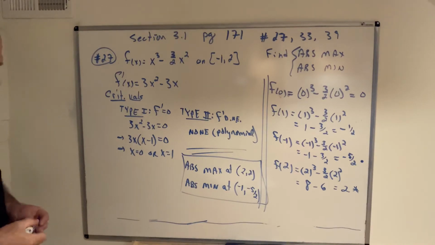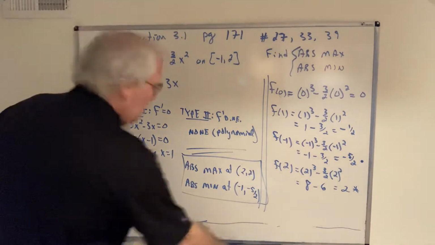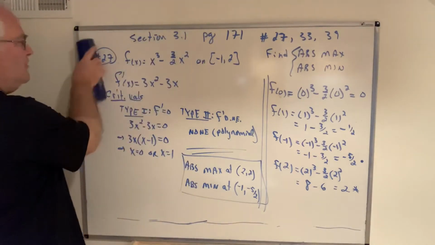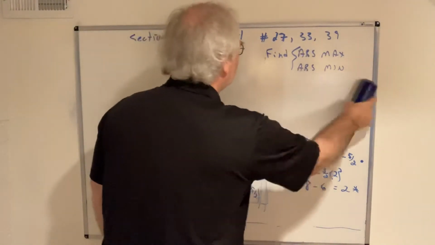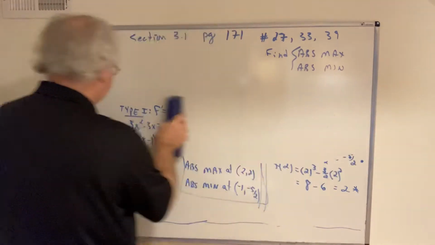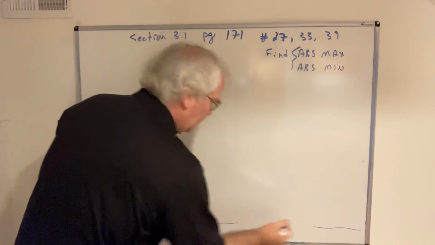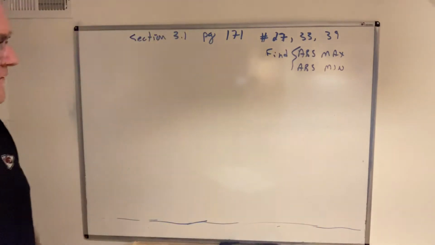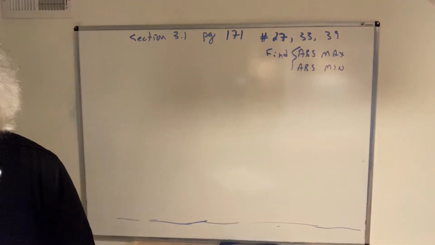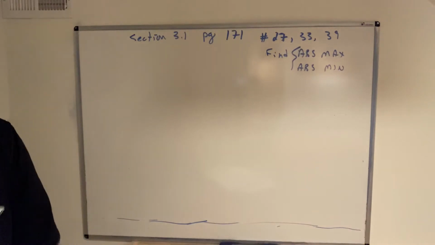All right. So, moving upward and onward, number 33. We're still going to find the absolute max and min. Same directions, new function here. Our new function for number 33 is y equal to 3 minus, oh, here we go.